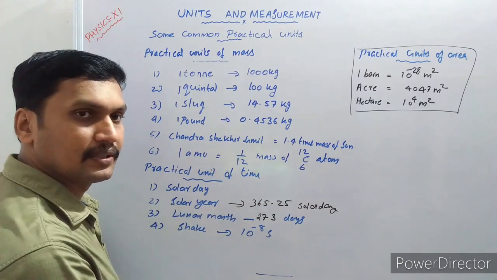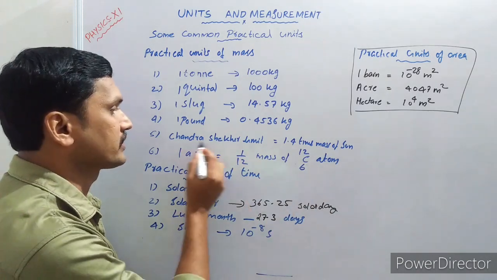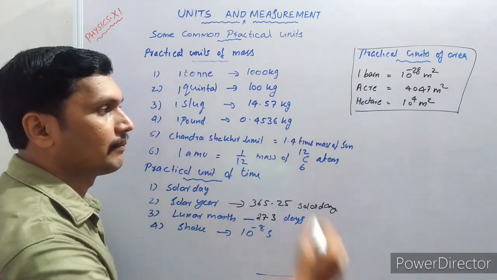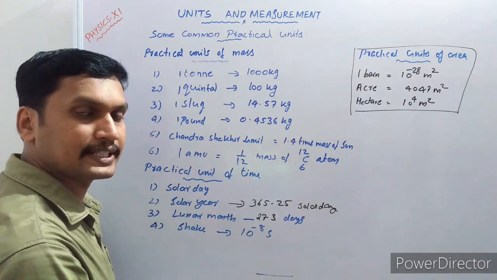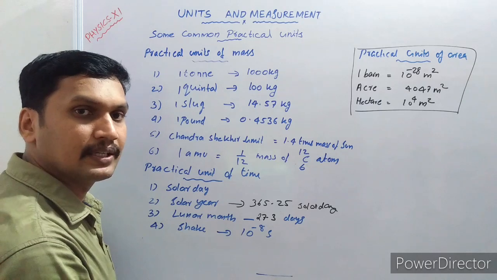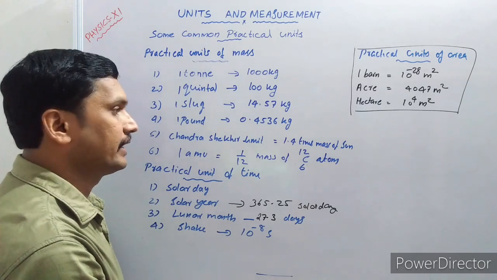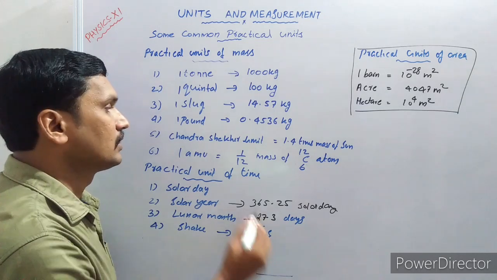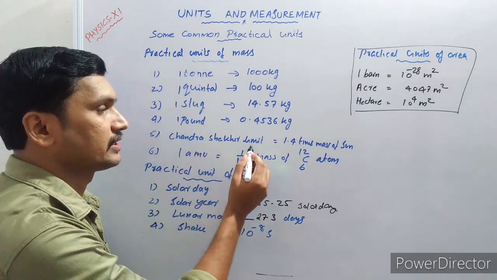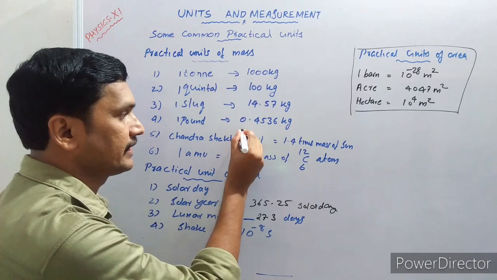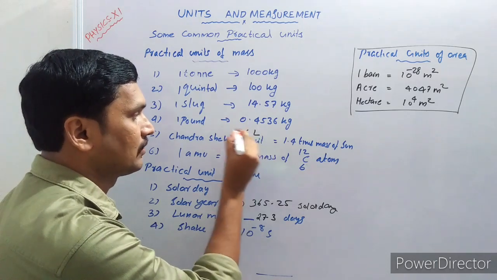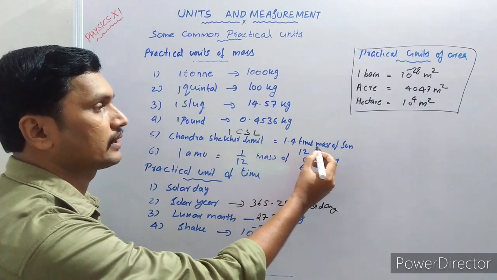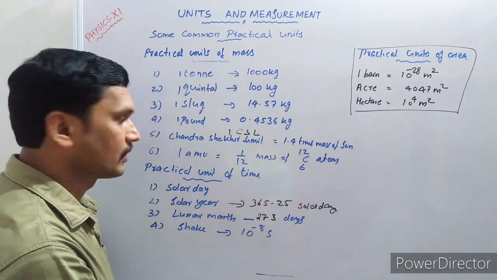And the Chandrasekhar limit is a very large mass. It is 1.4 times the mass of the sun. Usually to explain the life cycle of stars, we compare with the mass of the sun. So 1 Chandrasekhar limit, denoted CSL, is equal to 1.4 times the mass of the sun.